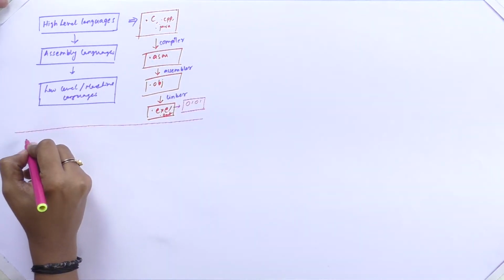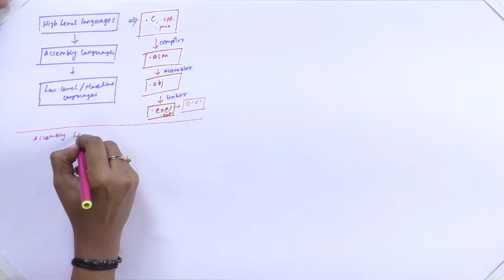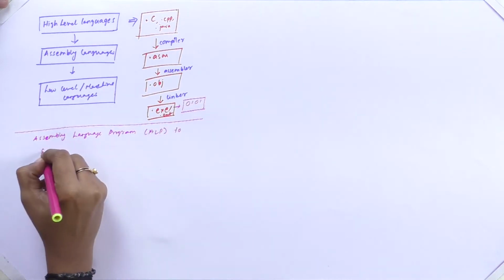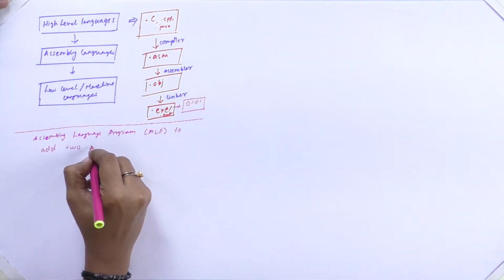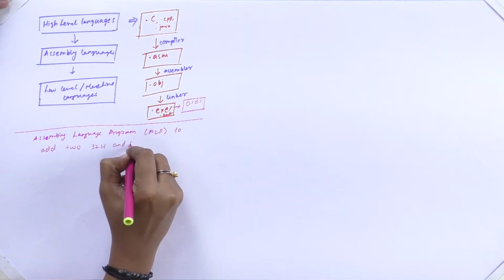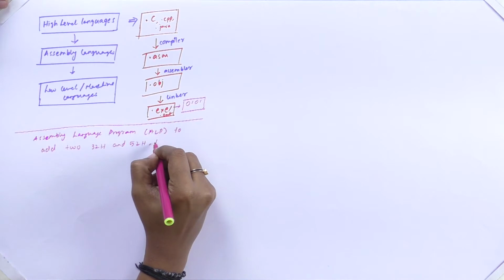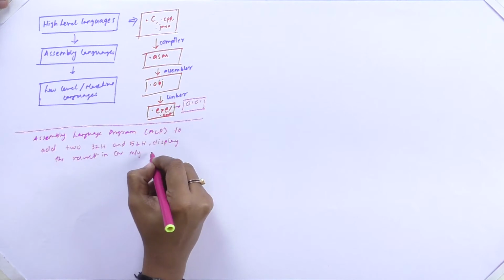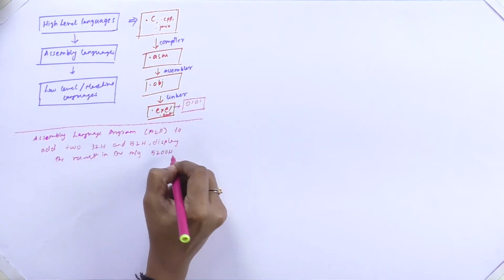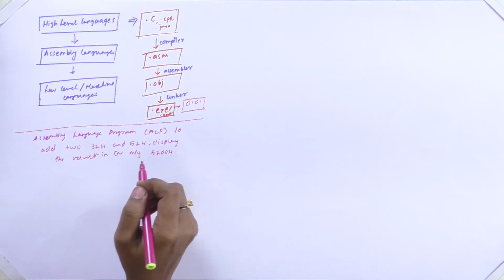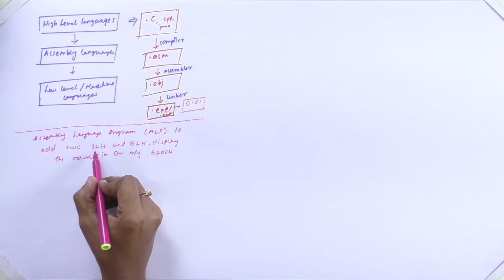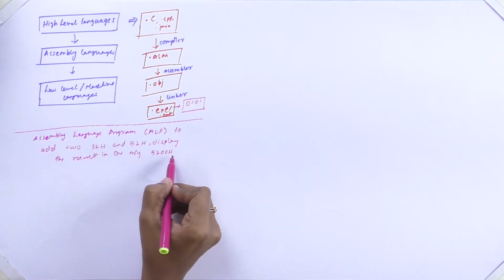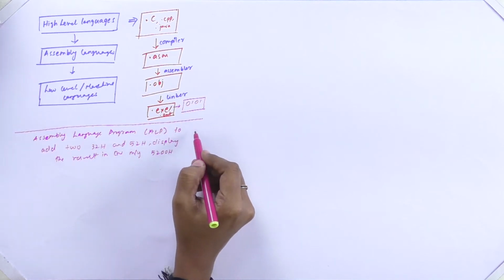Now let us see how to write an assembly language program, shortly called ALP, to add two operand values 32H and 52H, then display the result in the memory location 5200H. H refers to the hexadecimal representation. It means that we are going to add two values 32H and 52H, then display the result in the memory location 5200H. Now let us see how to write this program.